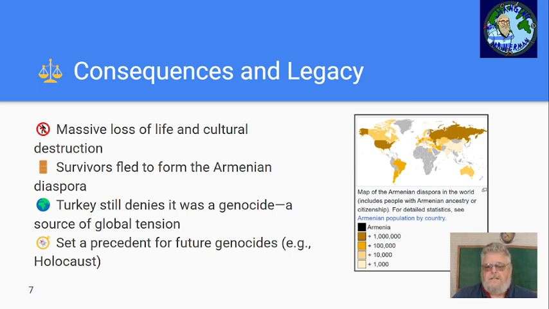The consequences were devastating. Entire communities were erased. Survivors scattered across the globe, forming what we now call the Armenian diaspora. To this day, the Turkish government denies it was genocide, calling it a tragedy of war, not a coordinated effort. But many historians believe this event helped to set the stage for later genocides, including the Holocaust.